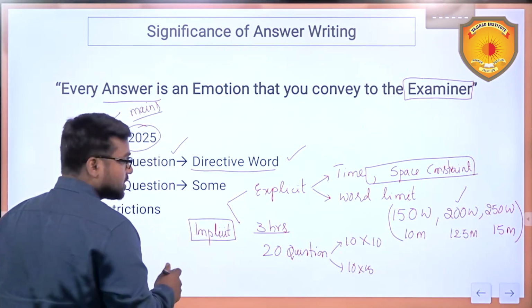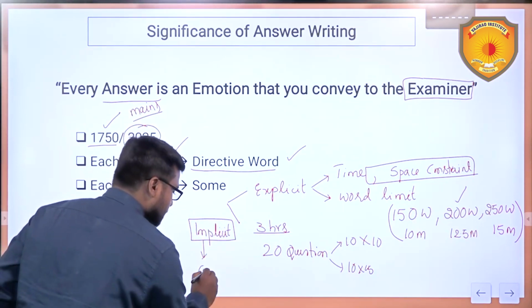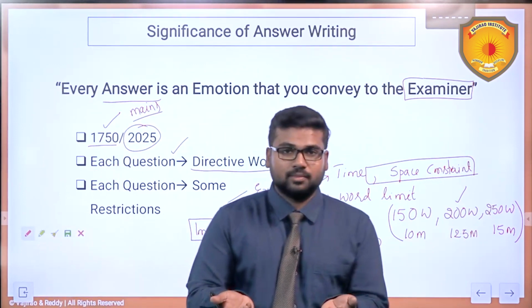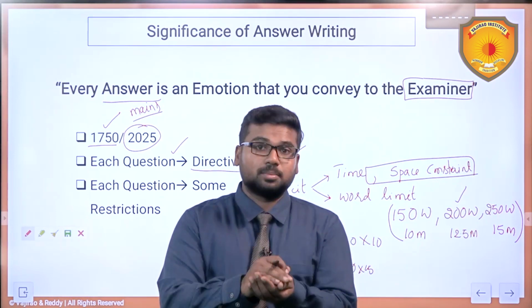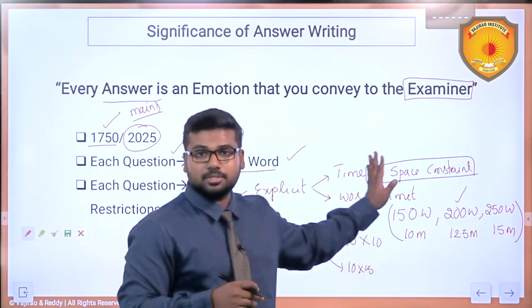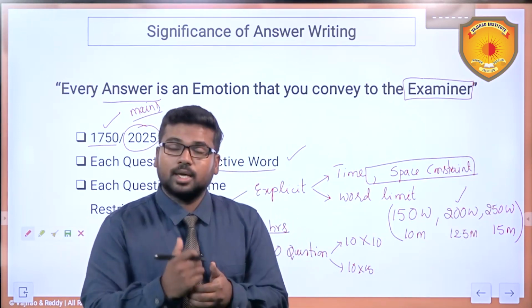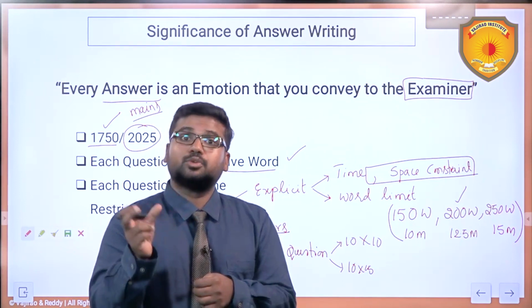Now what is the implicit one which we don't see? That is the restriction on the content. Each and every question will have some content. Now the content that we write also has some restriction based on these explicit restrictions. You can't keep on giving whatever content you know related to a question. That implicit restriction, you need to find it.